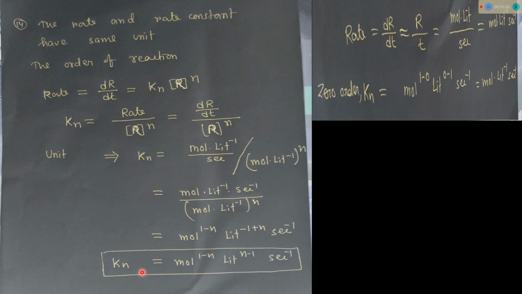And from this equation we can easily find the unit for a zero order reaction. If we put 0 here, then we find mole per liter per second. So for zero order reactions, the unit of k_n, the unit of rate constant, is mole per liter per second. So for zero order reactions, the unit of rate and rate constant are the same.